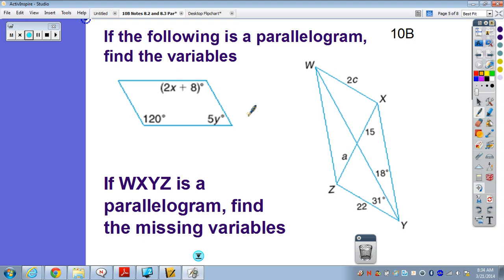Okay, here are the last two examples. So the following is a parallelogram. Find the variables. So in this case, we know 120 is the bottom left, 2x plus 8 is the top right, and 5y is the bottom right. So I first have to find x. Well, you don't have to find x, but we'll first find x. So we know opposite angles are equal, so I'm going to set them equal to each other. And then I'm going to solve for x, so we subtract 8 and then divide by 2, and you would get x is 56.